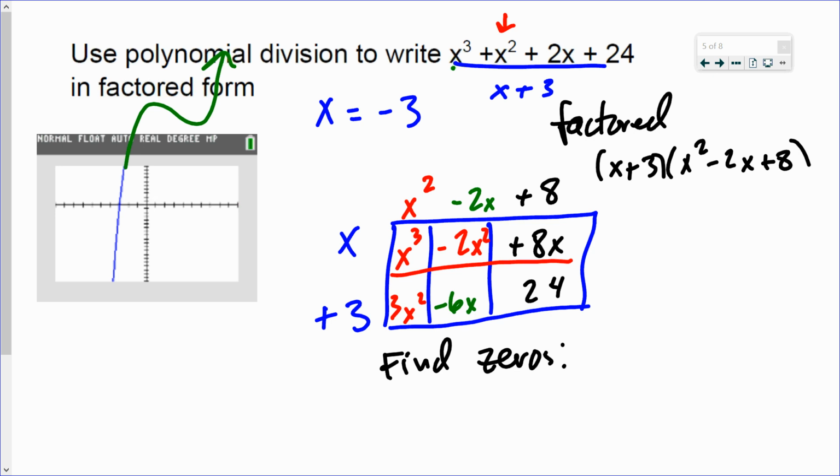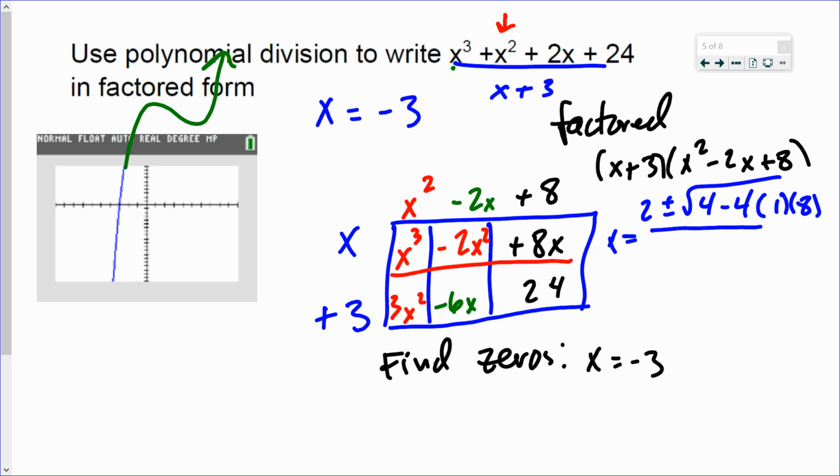This is like step 1, but then I have to set these two factors equal to 0 to know what the zeros are. So one of them is x equals -3. This one I know is not real, so I'm going to use the quadratic formula, where I'd get 2 plus or minus the square root of 4 minus 4 times 1 times 8.